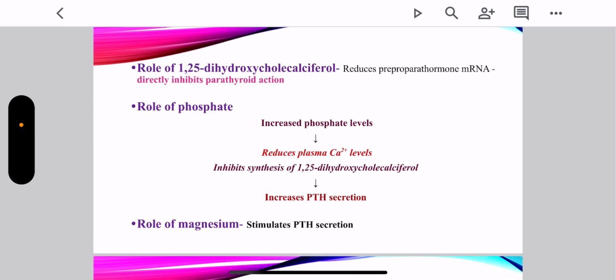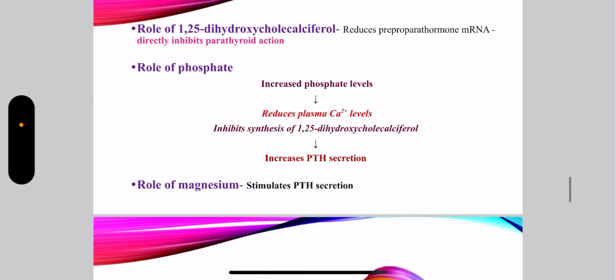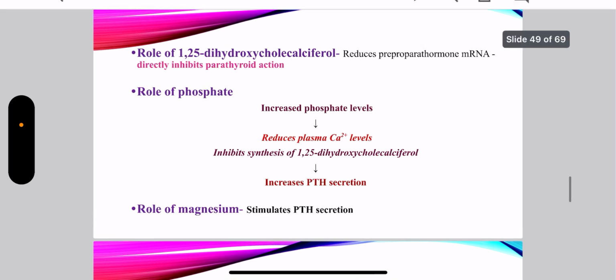Next is the role of 1,25 dihydroxycholecalciferol. It decreases pre-pro-parathormone mRNA and directly inhibits the parathyroid action. Phosphate: an increase in the phosphate level will increase the parathormone secretion. Magnesium will also stimulate the secretion of parathormone.